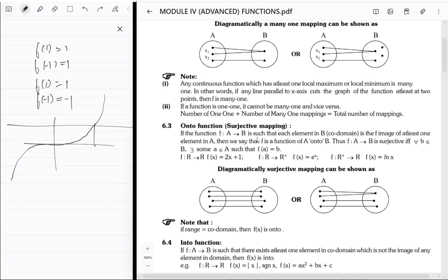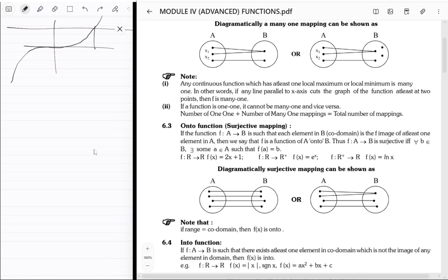So if a function is such that each element in B, the codomain, is the f image of at least one element, basically what all of this really means is that the range is covering the codomain completely. That is, the range is equal to the codomain. So for example, if you got a function like sine x, you got a function like this.